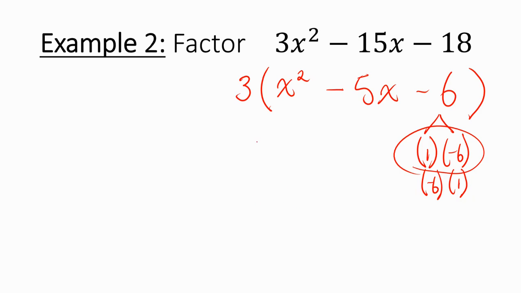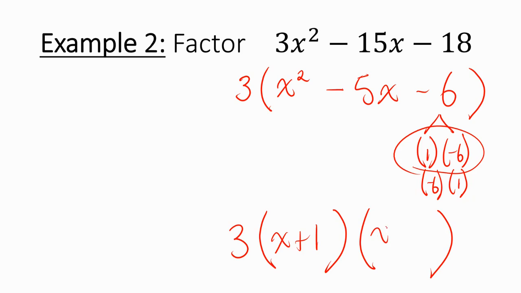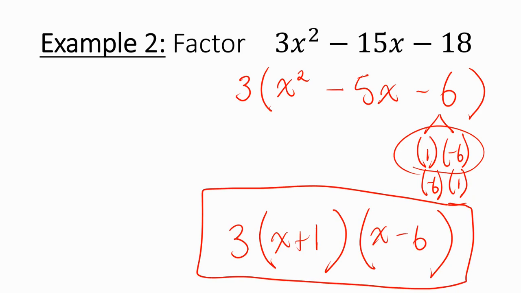So this 3 is still hanging out front, doesn't do anything. But then this polynomial changes. And factors are +1 and -6. So it's x plus 1 and x minus 6. And here is my answer.